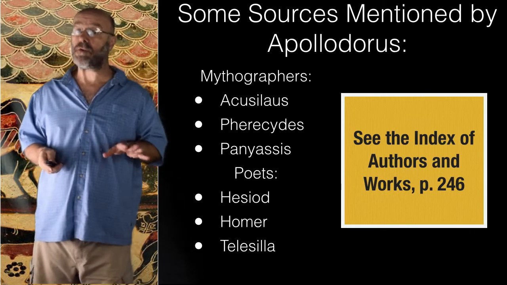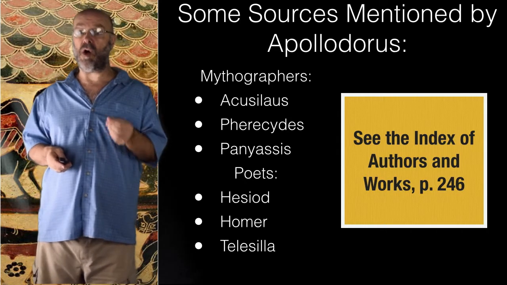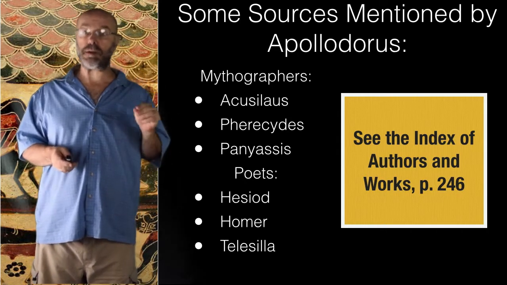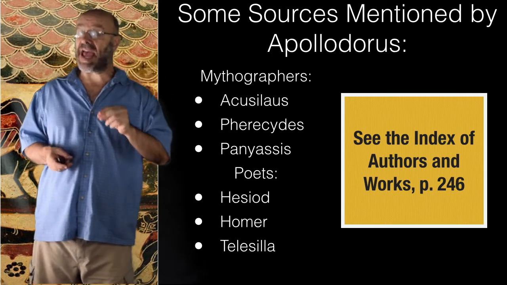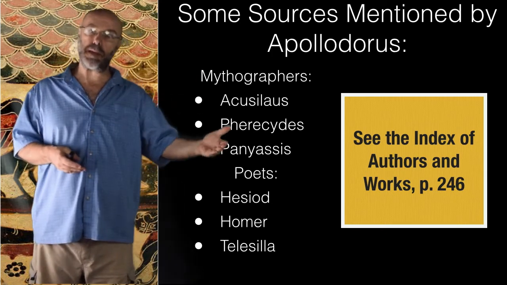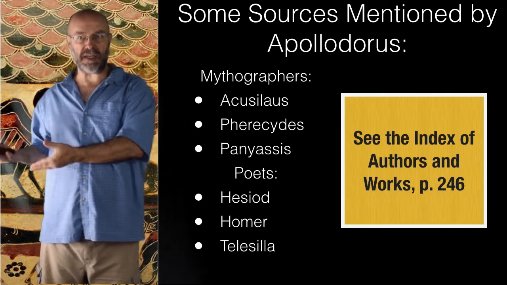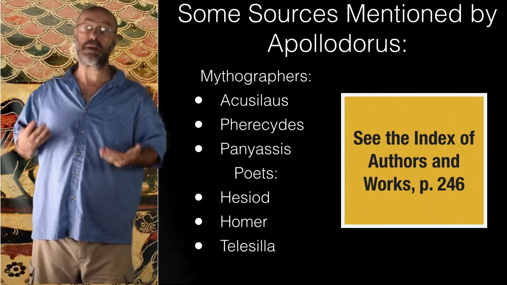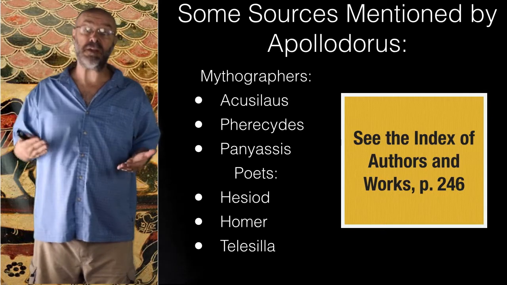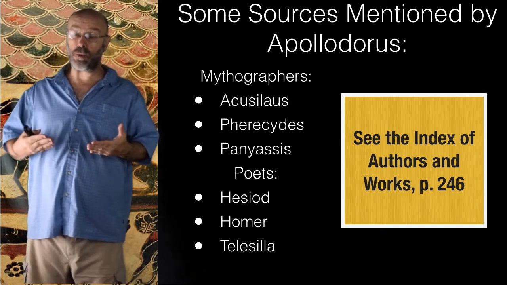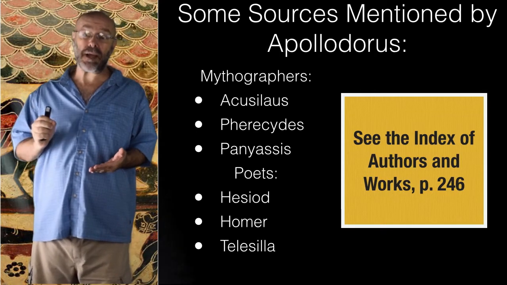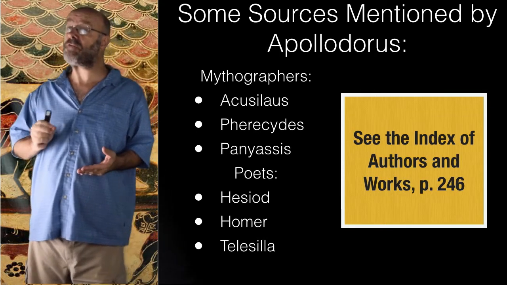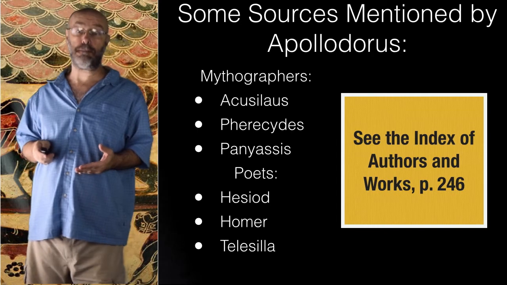So there, under mythographers, there are a few of the names of much more ancient sources that are mentioned by Apollodorus, mentioned as in Acusilaus says the story works this way, Pherecydes says that it works this way, and so on. And one of the very useful things in our edition, the one that we're using, is that there's a nice, short and clear index that contains all those references to authors and works.